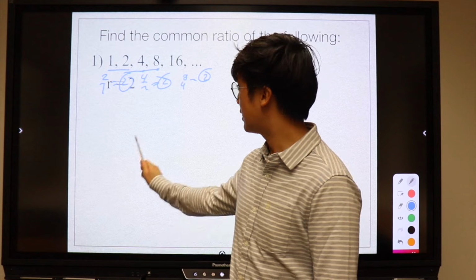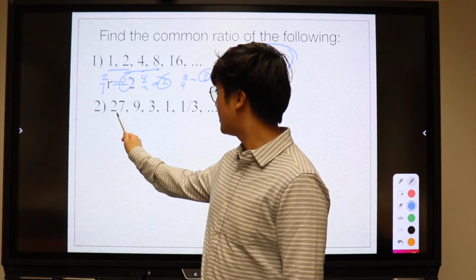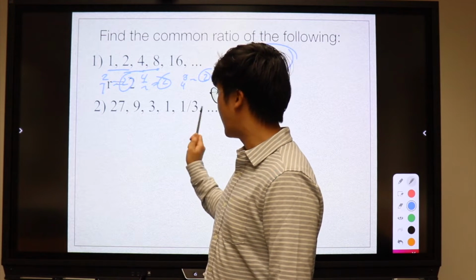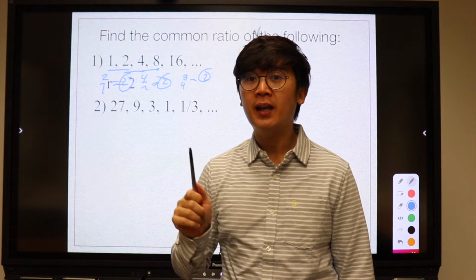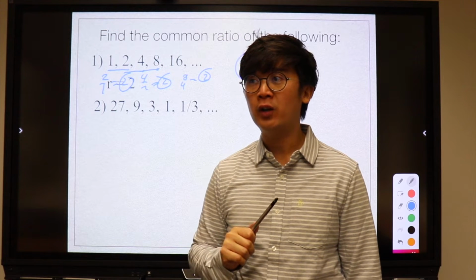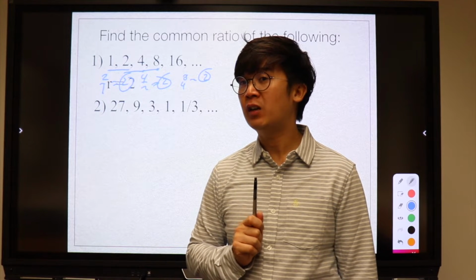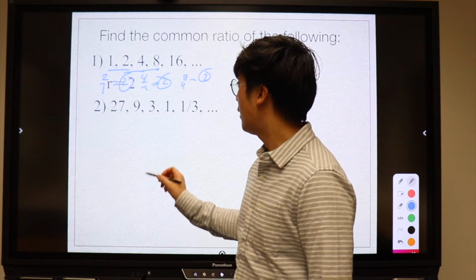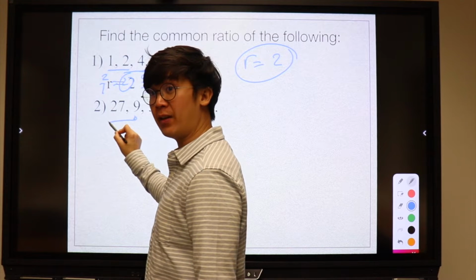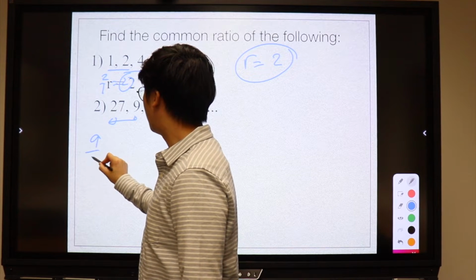Why? Look at this sequence. 27, 9, 3, 1, 1 over 3. Is the sequence shrinking or increasing? It's shrinking. Now, we need to verify if it's a geometric sequence. We need to divide 9 and 27. What's 9 over 27?